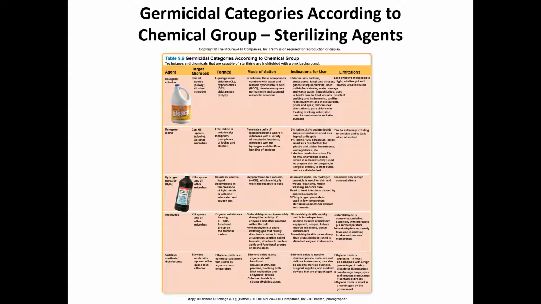Your textbook walks you through the different types of germicidal agents. I'm going to go over a couple of these examples specifically, but just familiarize yourself with things like, for instance, bleach, which is a halogen. So, sodium hypochlorite. What does it do? Well, sodium hypochlorite is basically an alkaline. It's a base.